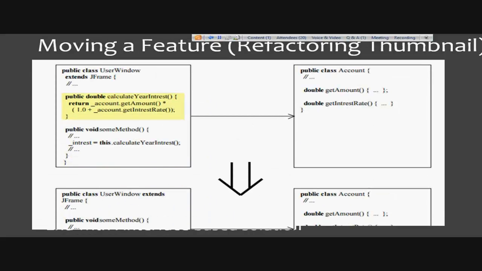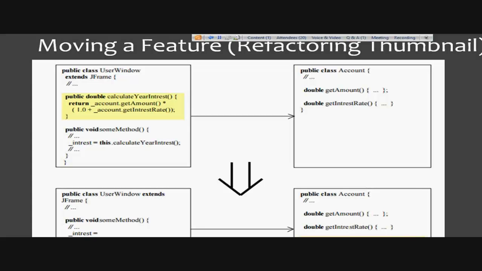This is an example of a refactoring thumbnail: moving a feature. It is listed in the catalog as moving a feature, which is a push down of a method. Here we have a user window class where we have a calculate year interest method, and this is a Java example, so the window class is inheriting from the JFrame.